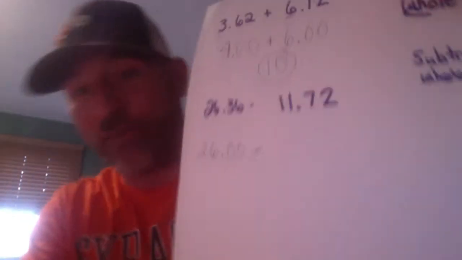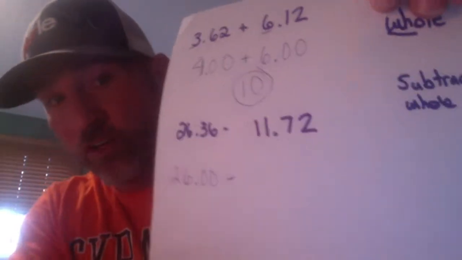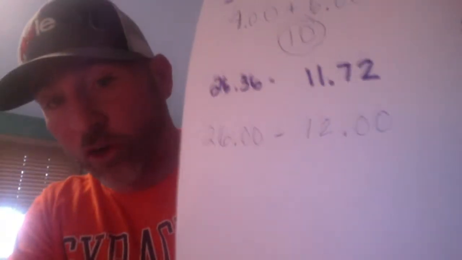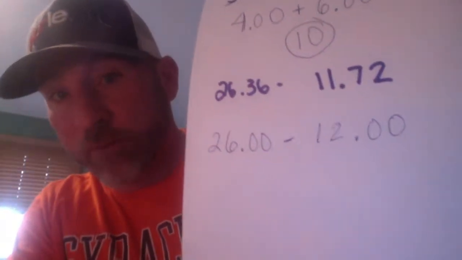The next one is 11 and 72 hundredths. What does the 7 tell the 1 to do? Tells it to go up by 1, right? So it becomes a 2. But again, 11 and 72 hundredths doesn't round to 2. It rounds to 12, to the nearest whole number, right? Everything else turns to 0. And I'm left with a very simple subtraction equation of 26 minus 12. And that answer should be 14.